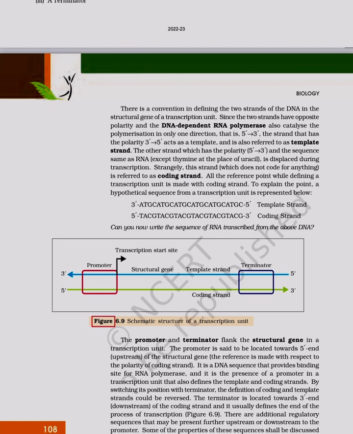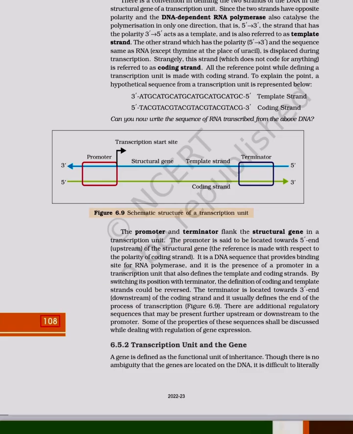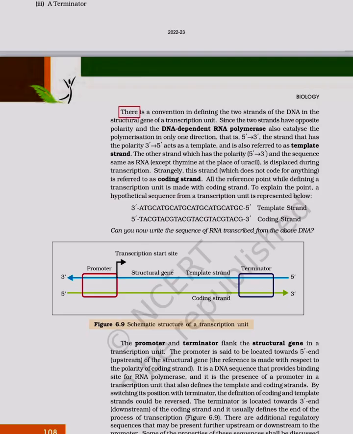Figure 6.9 Schematic structure of a transcription unit. There is a convention in defining the two strands of the DNA in the structural gene of a transcription unit. Since the two strands have opposite polarity and the DNA-dependent RNA polymerase also catalyzes the polymerization in only one direction, that is, 5' to 3', the strand that has the polarity 3' to 5' acts as a template, and is also referred to as the template strand.